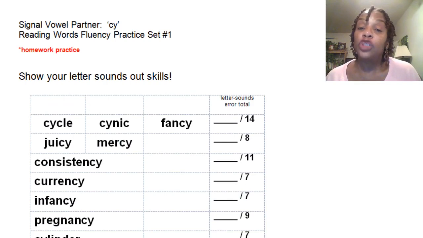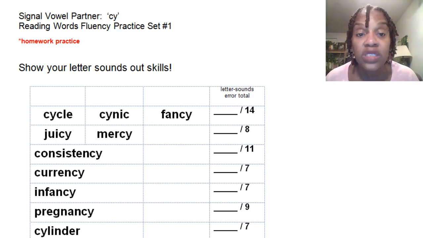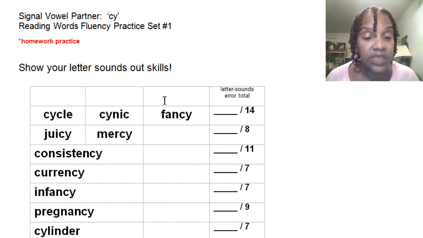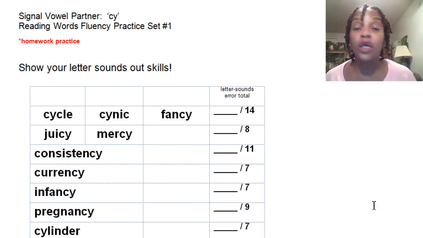Show your stuff. Show what you know. So you're going to work with your mom or your dad or a reader teacher, and you're going to sound out these words that feature the CY partner. Now you notice here these five words. They look a little challenging. They look a little hard, but remember, for those that know the letter sound codes, there's no such thing as a word too big or too hard to read. So just take your time, sound out these words.